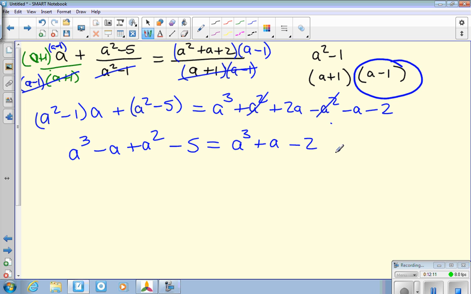You may look at this and be like, I don't know how to solve this, but since we just solved things where everything had to equal 0, I'm going to move all of this stuff over here by subtracting it. So subtract a cubed from both sides, subtract a from both sides, and add 2 to both sides.